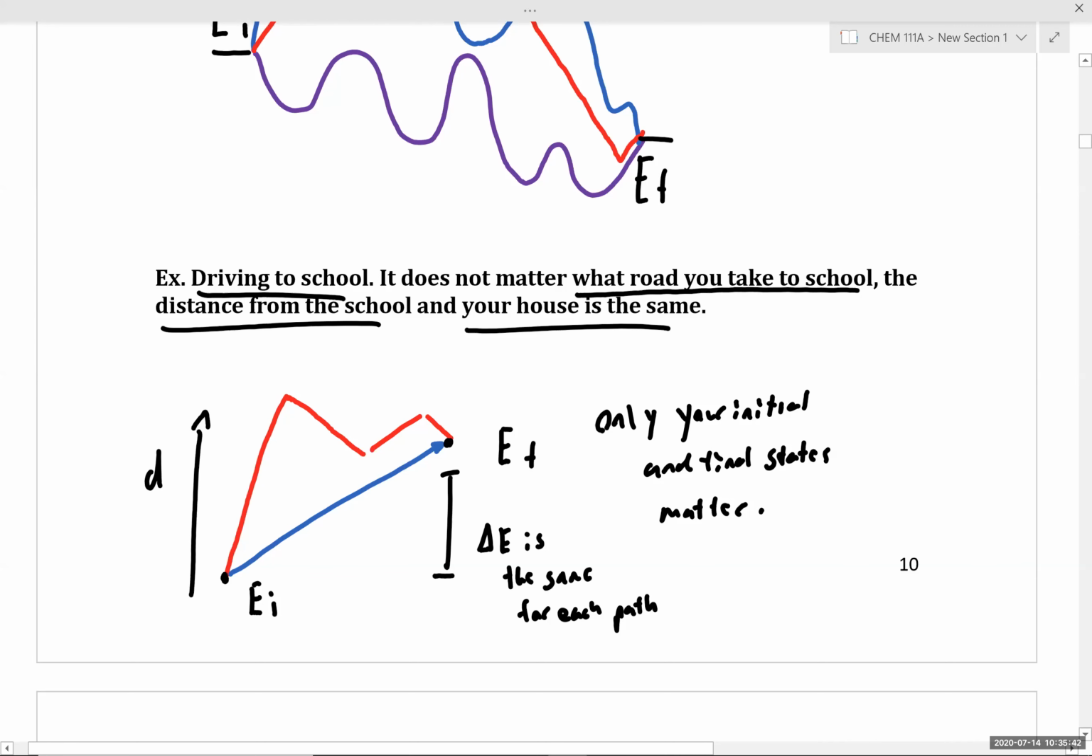Does this idea of state functions make sense to everyone? Does the key feature of state functions make sense? They only depend on the initial and final states. The exact path doesn't matter.